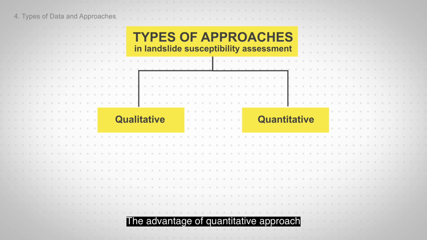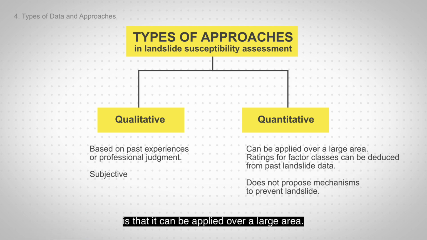The advantage of a quantitative approach is that it can be applied over a large area, and the ratings for various factor classes can be deduced statistically from past landslide data. However, the limitation of quantitative approaches is that they do not propose mechanisms to prevent slope failure. Rather, it assumes that future landslides can be predicted based on past landslide occurrence.